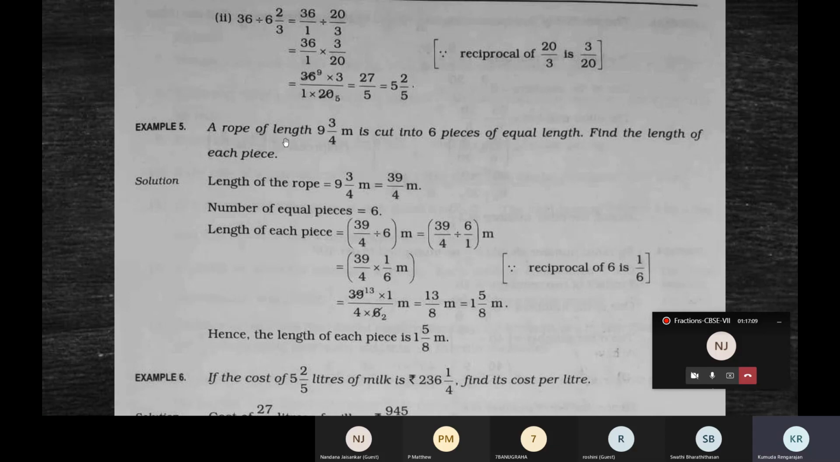Now, supposing you have a piece of rope which is 21 meters long. Listen to me carefully. You want to make 7 pieces of equal length out of it. You have a rope which is 21 meters long. You want to make 7 equal pieces out of it. What will be the length of each piece?